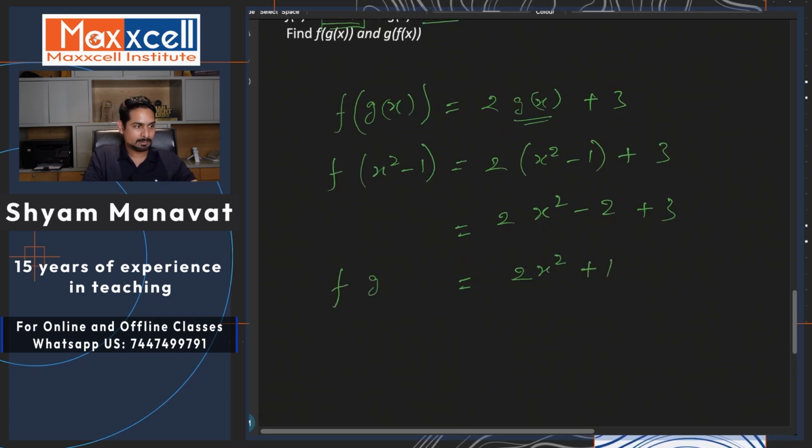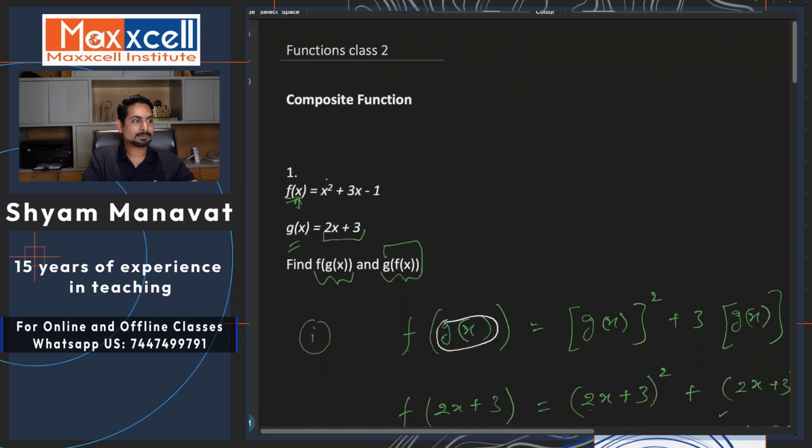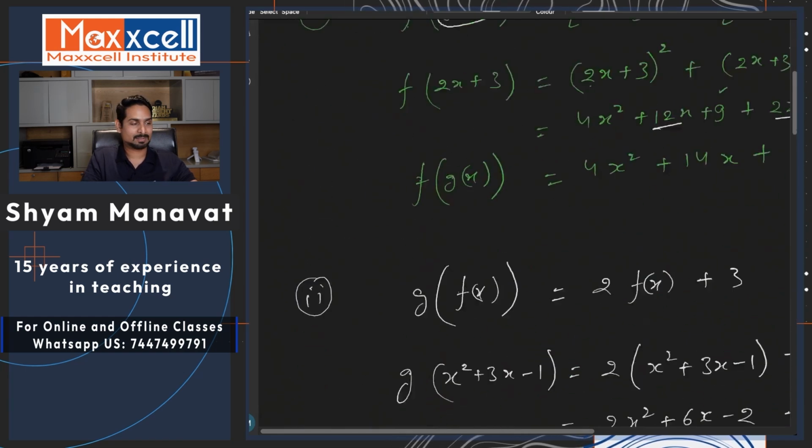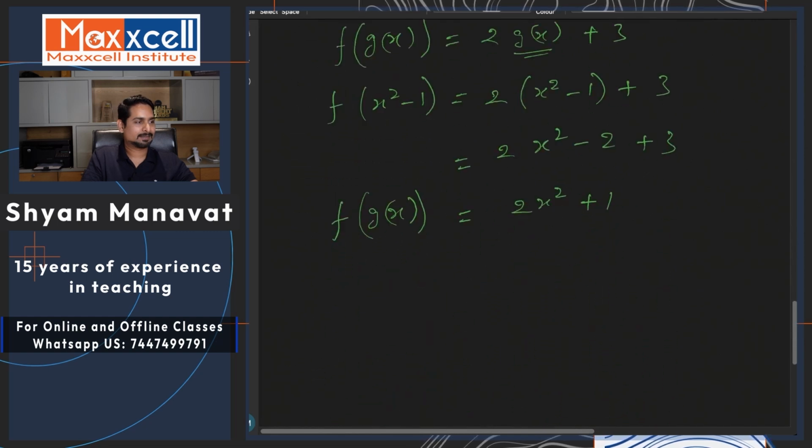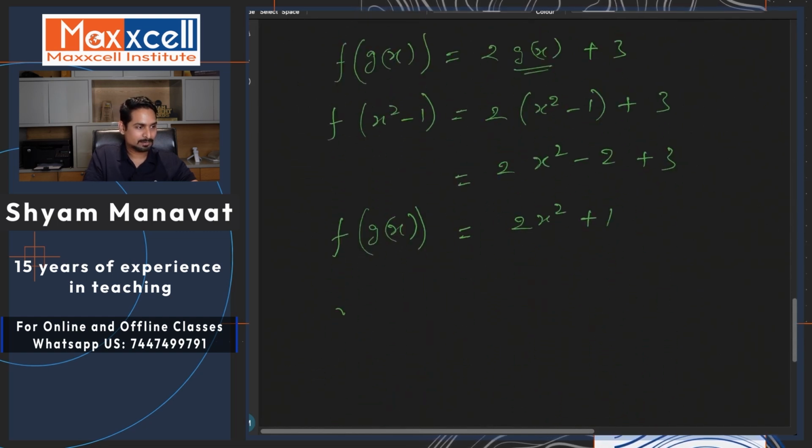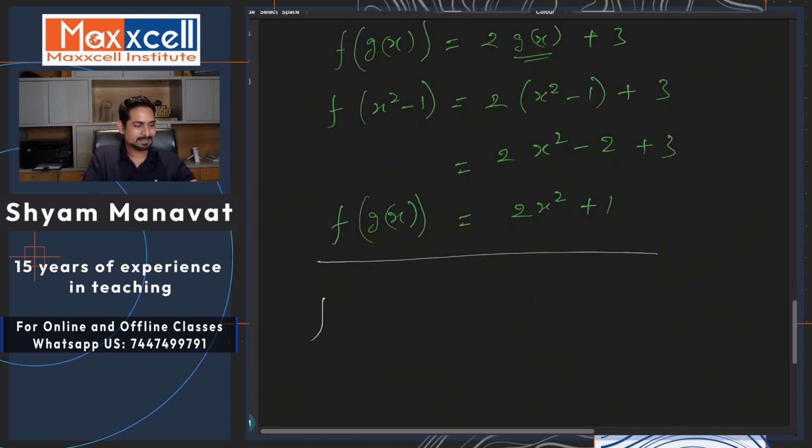Yeah. So what are we learning? Composite function, function of function. Okay, let's try g of f of x. Let's use different colors so that we don't have any confusion. Okay, g of f of x.